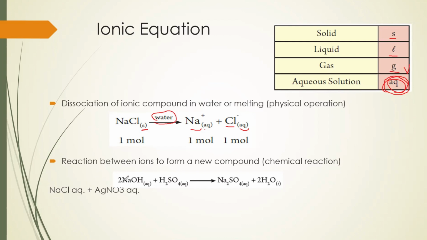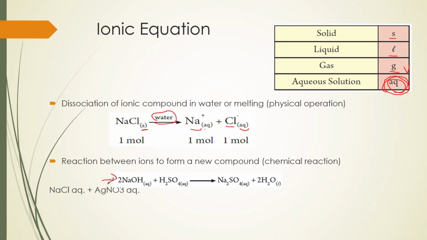How can we get or predict the ionic equation? Every aqueous compound means dissolved in water, and once it is dissolved in water, it will dissociate into its original ions. So you will turn every aqueous compound into its ions.